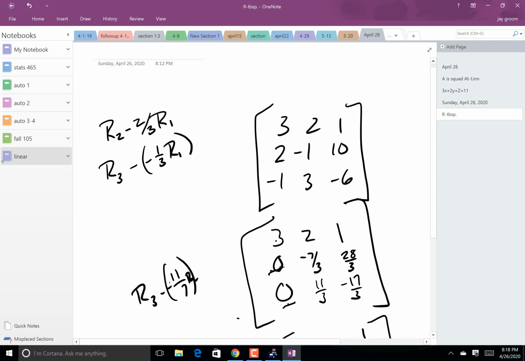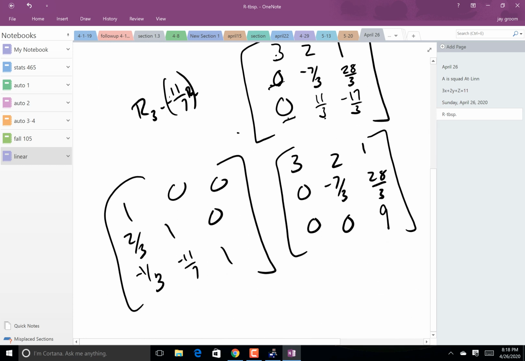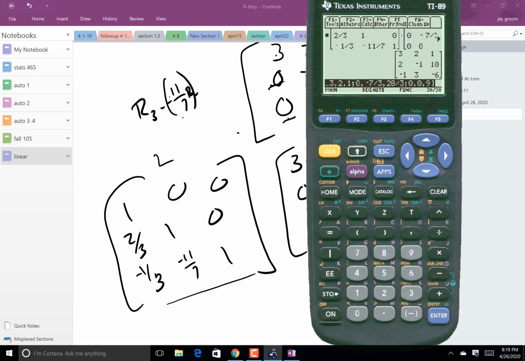It has to be this one minus this one, and it has to be this one minus this one to get to zeros. So when you do that, you end up with this matrix right here. When I reduced it, I got this as my U, and then I take those values and plug them in here. This is my L matrix. And when I tested them on the calculator, boom, I got back to my original A.